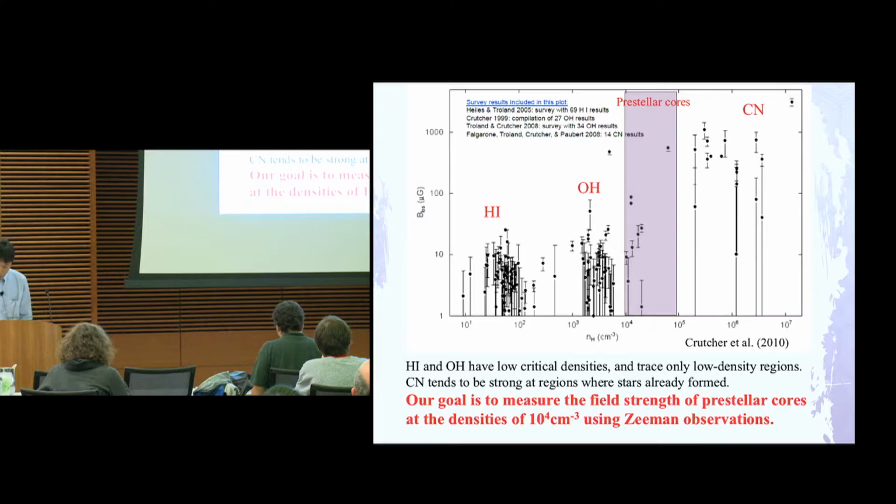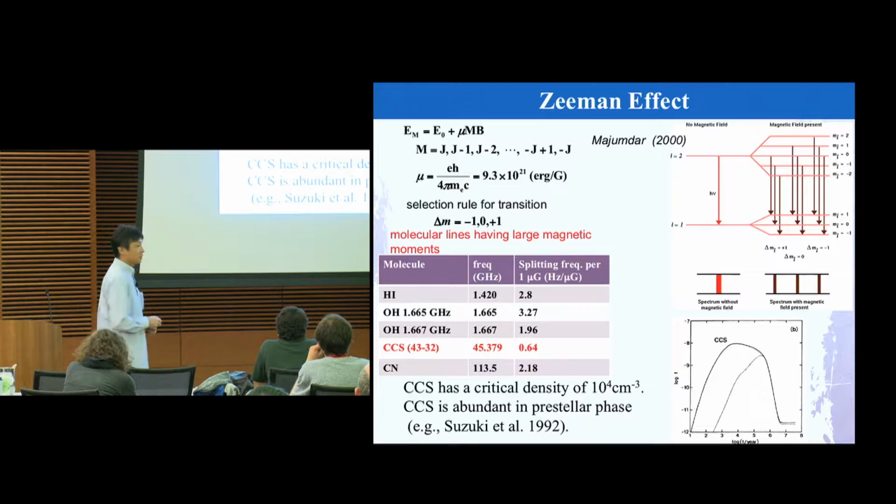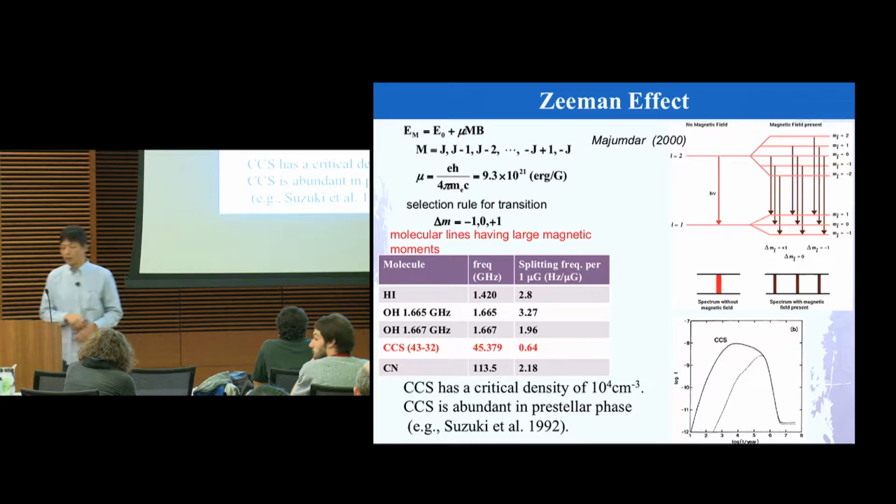To do this project, we chose the CCS line at 45 gigahertz. CCS has a critical density of around 10^4 per cubic centimeter. In addition, CCS is known to be very abundant in the very early prestellar phase. At a later prestellar phase or after star formation, its abundance declines very steeply according to some chemical evolution calculations. So in other words, CCS is a very good tracer for prestellar cores.